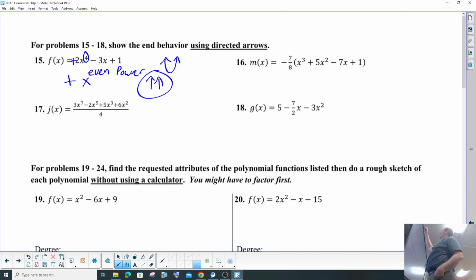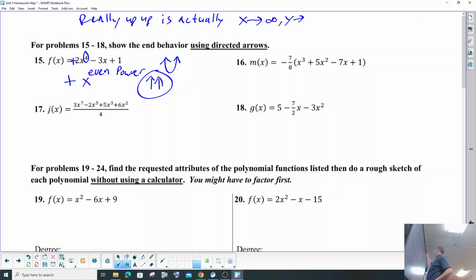Now really, up, up is actually supposed to be written as, right? As x goes to the right, positive infinity, y goes up. And as x goes to the left, negative infinity, y goes up. But if we're being lazy, then we're just going to do up, up. So give that a try.